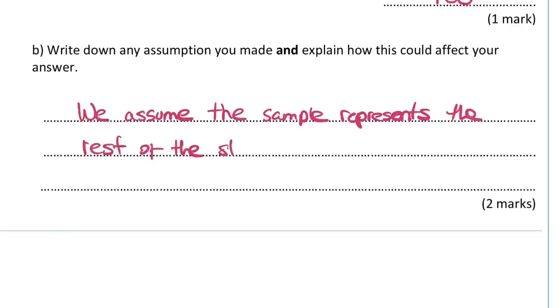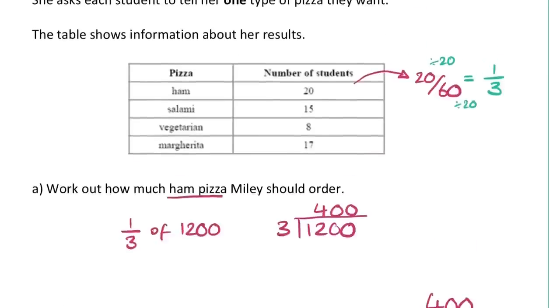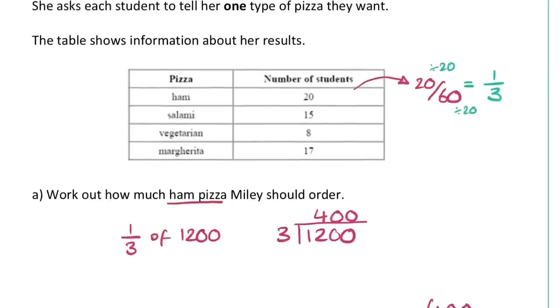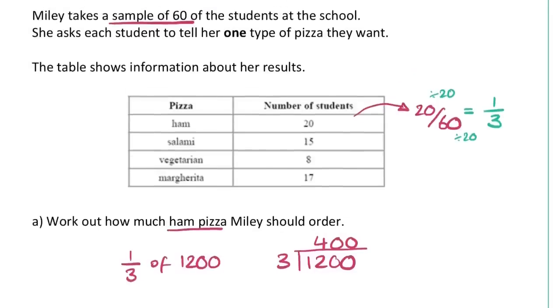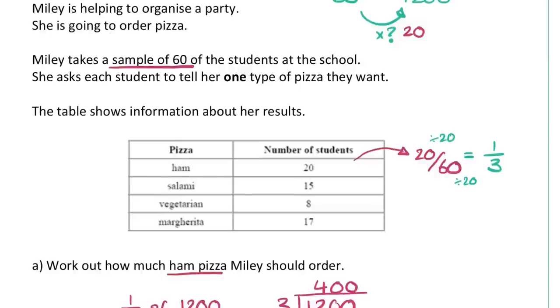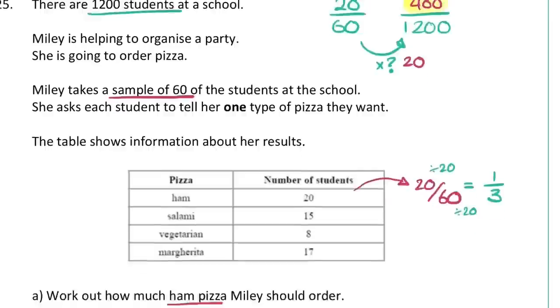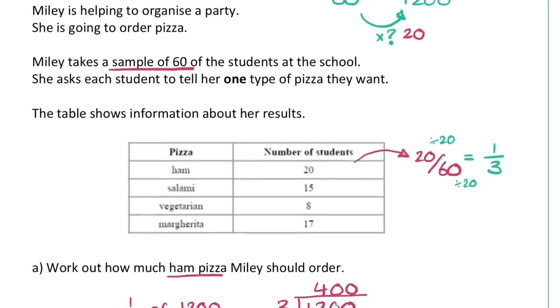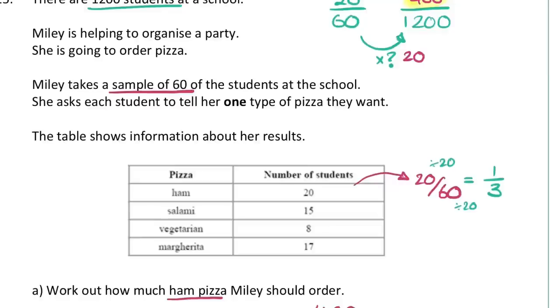Obviously what we mean by that is that we assume that for every 60 students, 20 of them are going to want ham pizza. It'd be a very extreme scenario, but if they just happen to be the only 20 that were asked, we're going to be ordering way too much ham pizza. If they're the only 20 in the entire school that actually wanted ham pizza, there's going to be a lot of people with pizza they don't want. So what we are assuming is that the sample represents everybody.